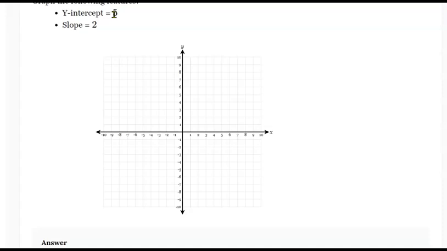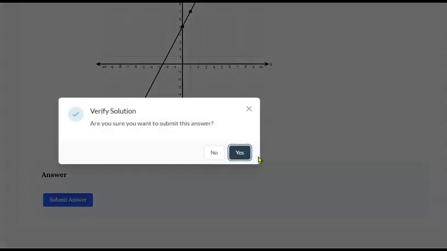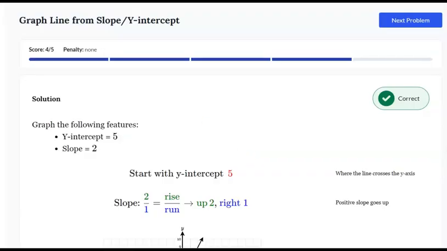My y-intercept is 5, and my slope is positive 2. Remember, slope has to have two values. It has to have a rise and a run. So if you only have one number, you put a 1 in the denominator. So my slope is rise 2, run positive 1. And that's my graph. Let's move on to the next section.